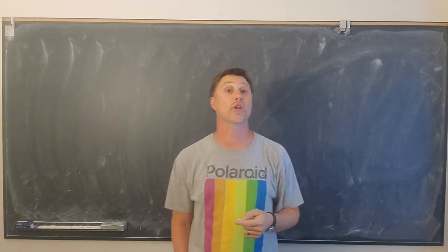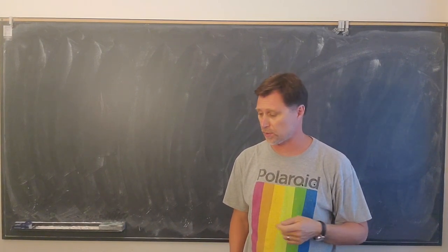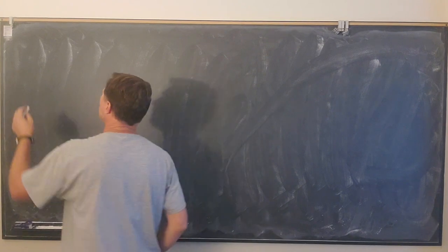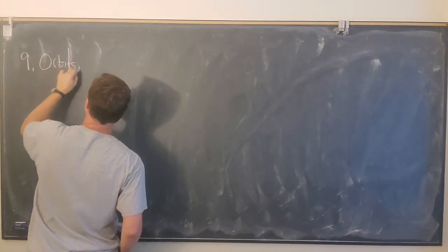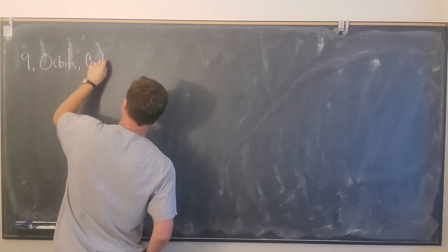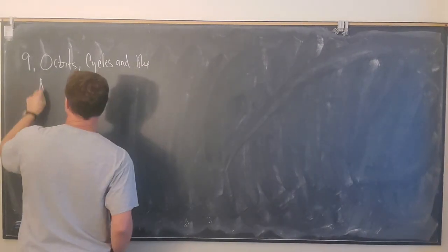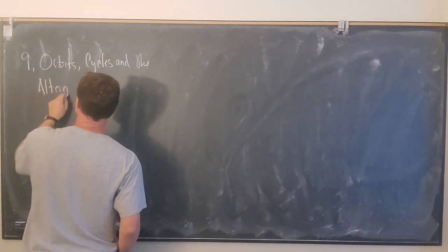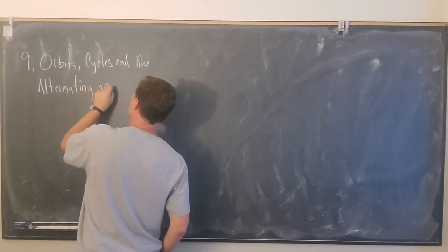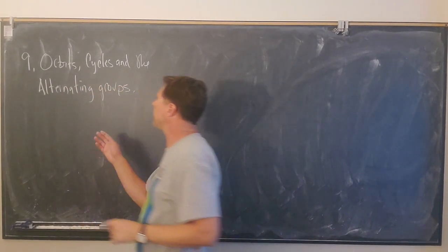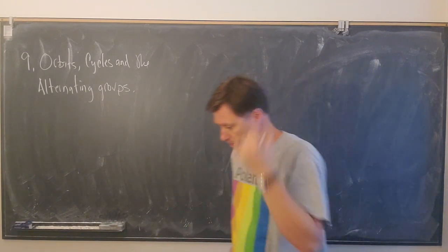Hey everyone, we're going to start a new chapter today. We're still going to be studying permutation groups, the symmetric groups and so on, but it is a new chapter, and so it's chapter 9: orbits, cycles, and the alternating groups. And so you can think of this as sort of a deeper analysis of the behavior inside the symmetric groups.